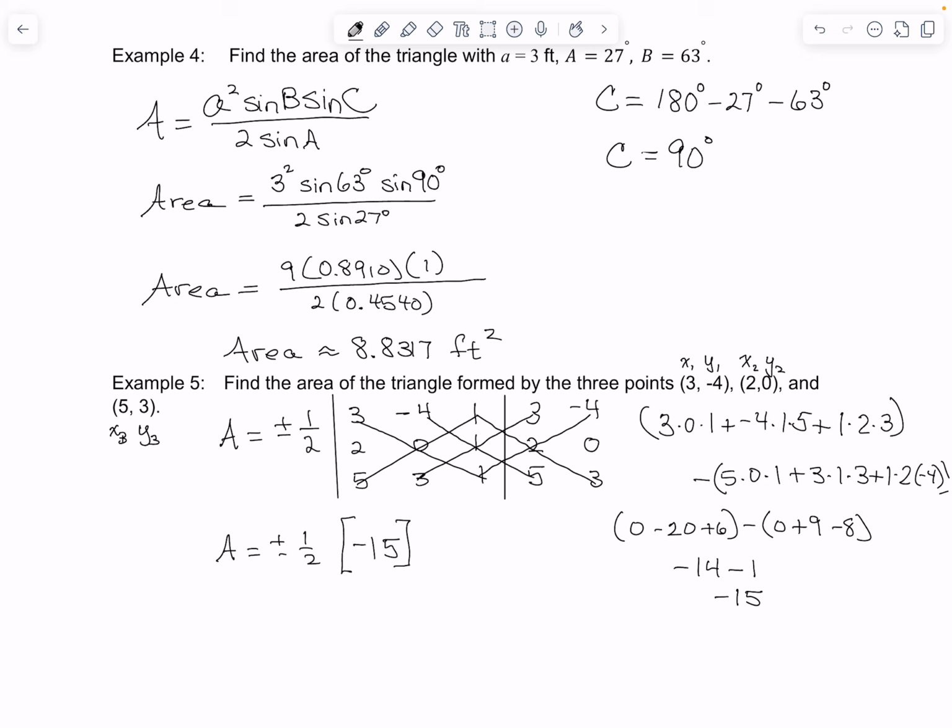Now notice that's a -15. So I need the -1/2 with the -15 to have a negative times a negative is a positive value. So my area is -1/2 times -15, positive 15/2. Or we can write that as 7.5. And here we just have square units.